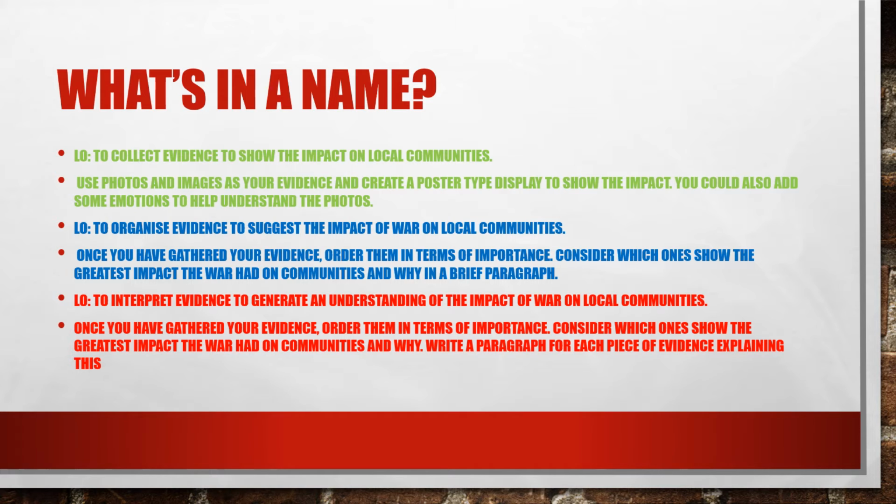And then Red Group, you are going to interpret evidence to generate an understanding of the impact of war on local communities. So you're doing a similar task to Blue, okay? You're going to order your evidence in terms of importance. You're going to consider which ones show the greatest impact the war had on the communities and why. And then you're going to write a paragraph for each piece of evidence. So whereas Blue Group are writing a summary paragraph, you're writing a paragraph for each piece of evidence. If you'd like to write a summary at the end as well, that would be great, but you have to write a paragraph for each piece of evidence, okay?